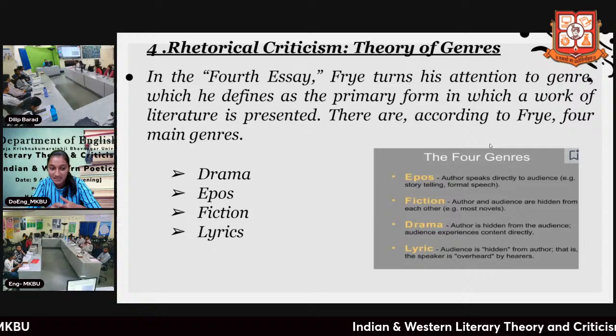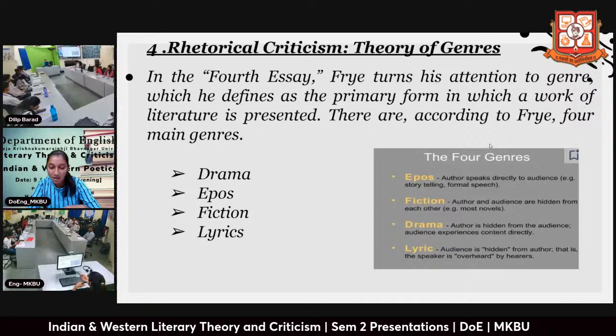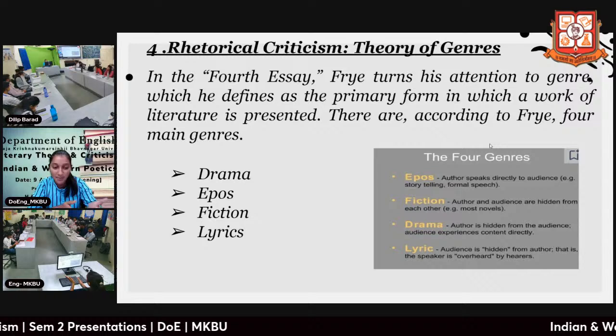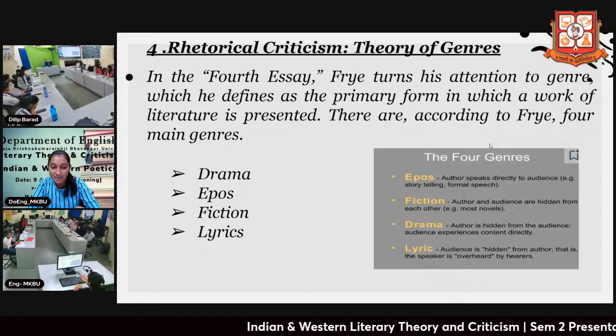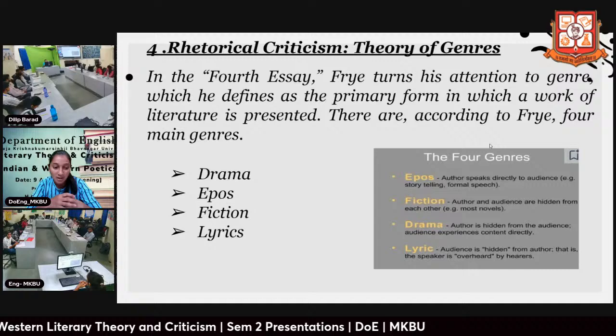Then there is fiction, as in modern literature, where we find various kinds of fiction writing in novels or other forms. Lyrics means that which refers from one individual person to another individual person, and the best example is Wuthering Heights.